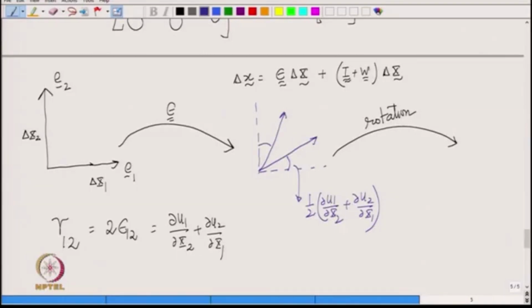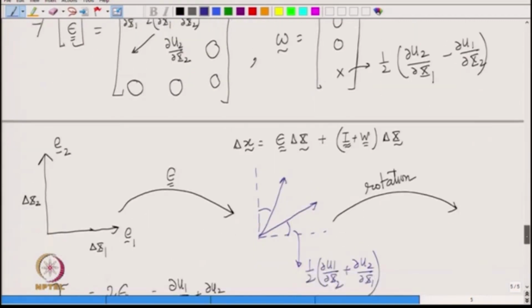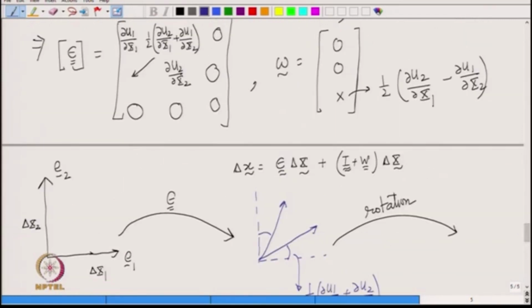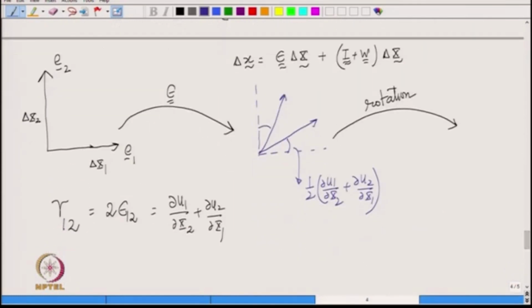So, in the rotation part we have already seen here, look at this, what is the angle of rotation? So, that is the angle of rotation, right. So, we can write here that this is half of del u2 by del x1 minus del u1 by del x2. Because it is a local rigid rotation, both the two line elements will rotate in the same direction.